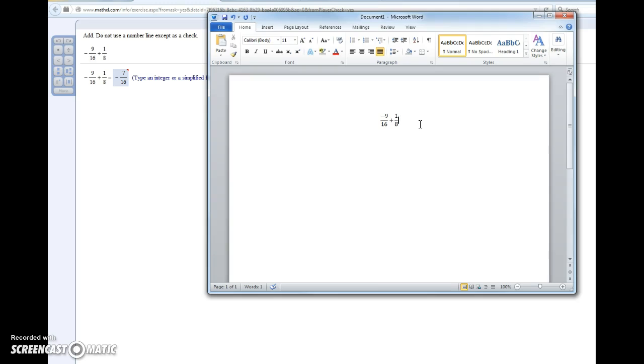I'm supposed to add these two, and in order to add fractions, I've got to get them to have like units, which means like denominators. And so I look at 16 and 8, and I notice that if I multiplied 8 by 2, I'd get 16, and so the least common denominator of 16 and 8 is 16.